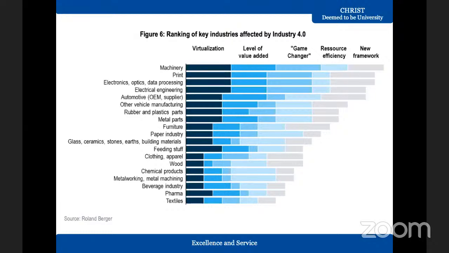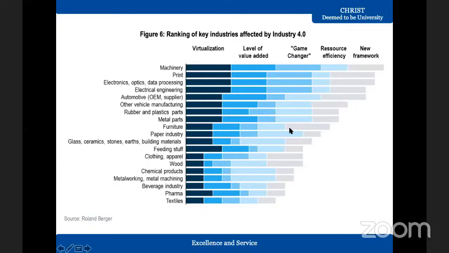These industries are affected by Industry 4.0 because their workers or laborers are not equipped or upskilled for this Industry 4.0 environment. For example, beverage industry, that is process industry, pharma, textile, metalworking, chemical products, foods, clothing, apparel. All these industries are affected by Industry 4.0.